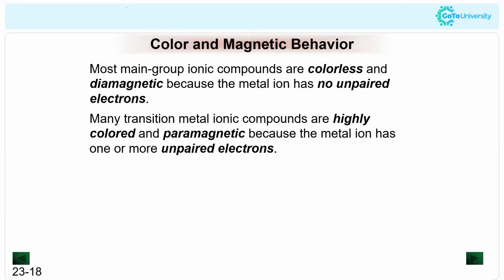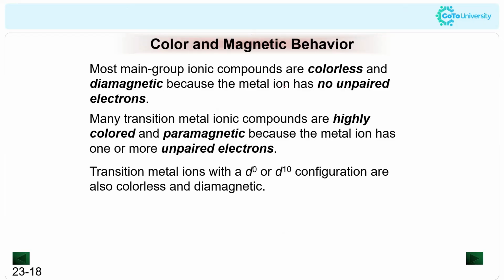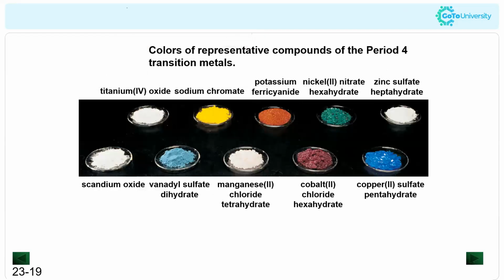Okay. Now coming to the color and magnetic behavior, main group compounds are colorless and diamagnetic because the metal ion has no unpaired electrons. If the species does not contain any unpaired electrons, they will be diamagnetic, right? But if they contain at least one unpaired electron, they will be paramagnetic. So based on this, we can classify the compounds having d0 to d10 configurations into paramagnetic and diamagnetic as well.